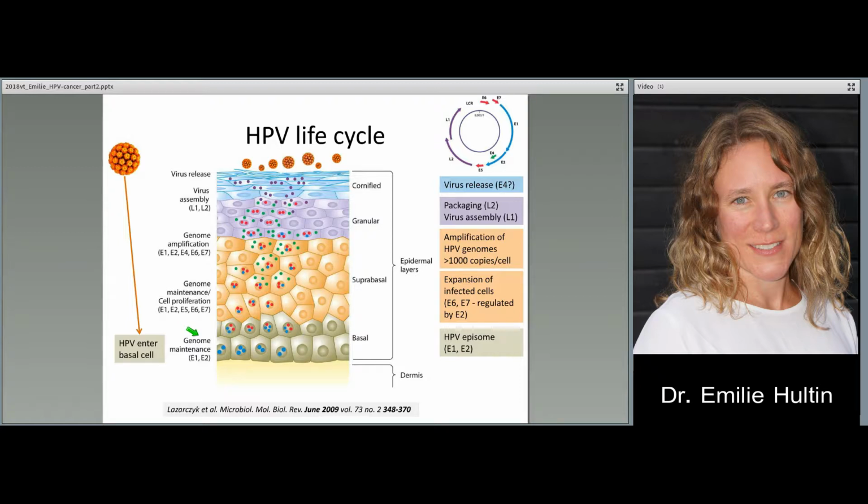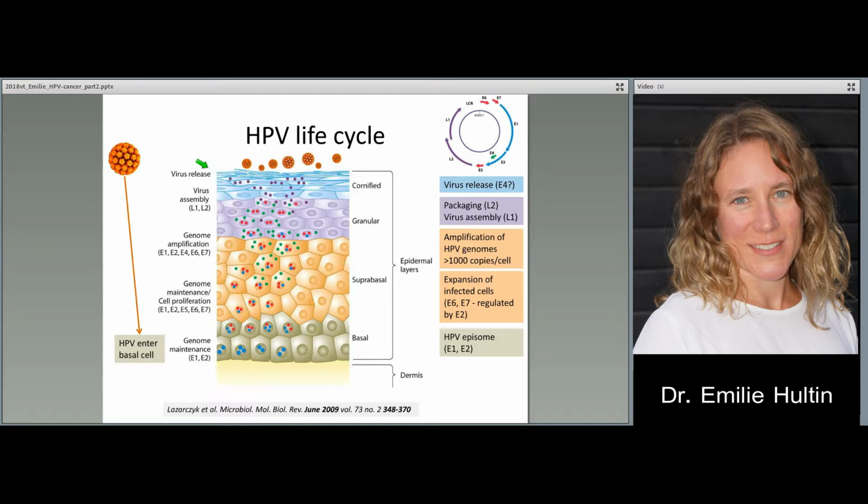And when this infection occurs, the genome maintenance genes, E1 and E2, are being transcribed. And then the virus episomes are being replicated. So the HPV DNA is replicated within the episomes, and the genes that are involved in genome maintenance and cell proliferation are now transcribed. In the upper layers, gene E4 also starts to be transcribed, which is probably involved in viral release.